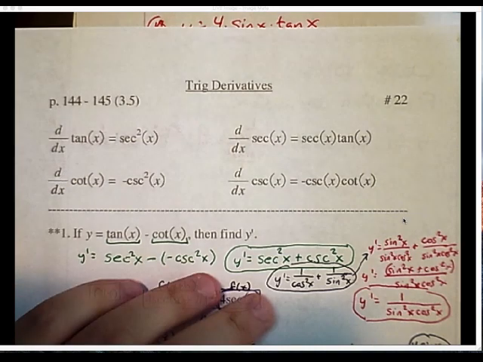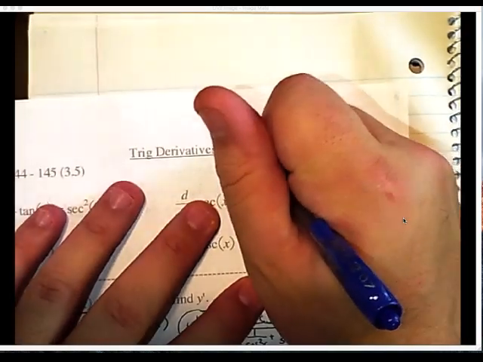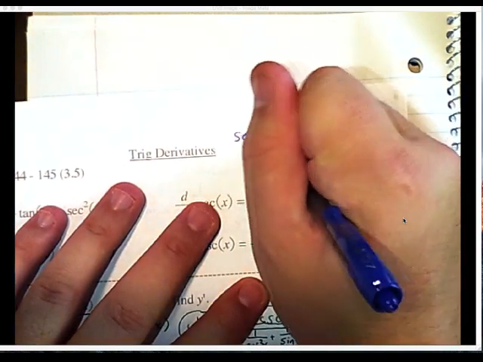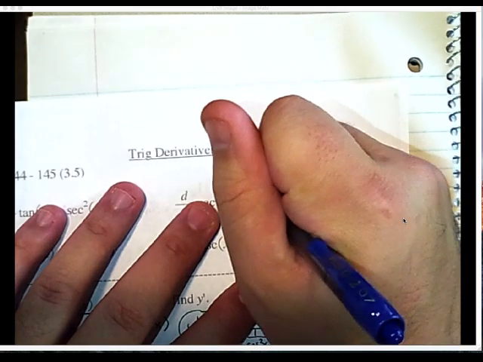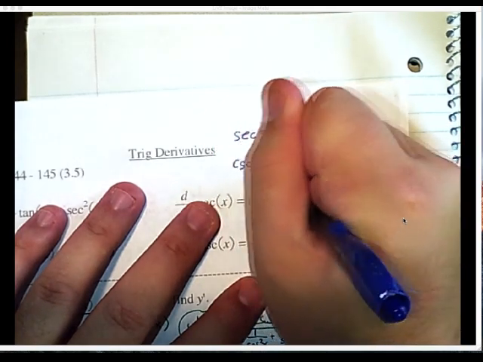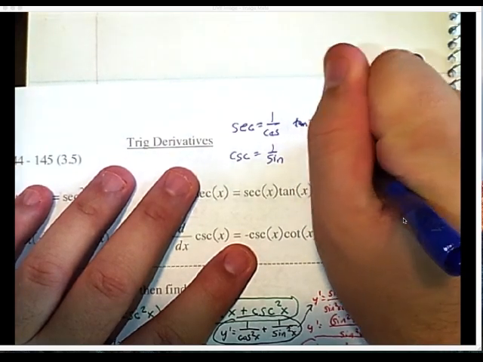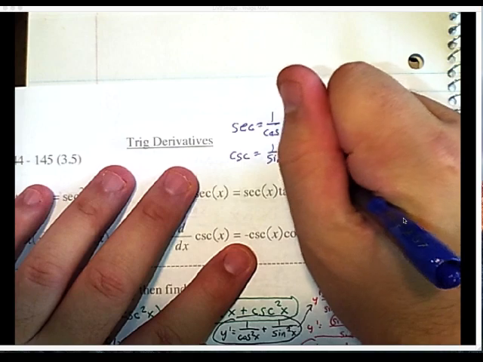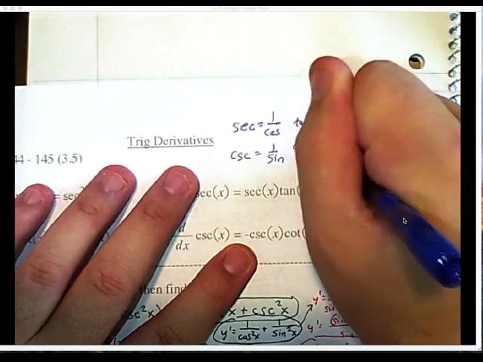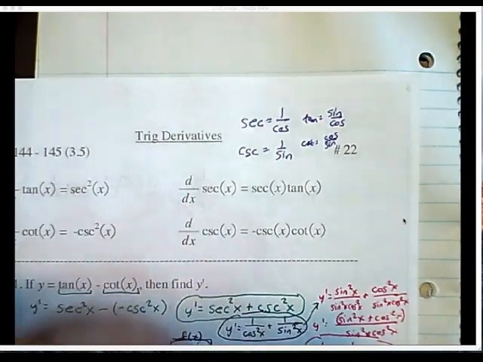Okay. By remembering that secant equals 1 over cosine, cosecant equals 1 over sine, tangent equals sine over cosine, and cotangent equals cosine over sine. And got to remember those.